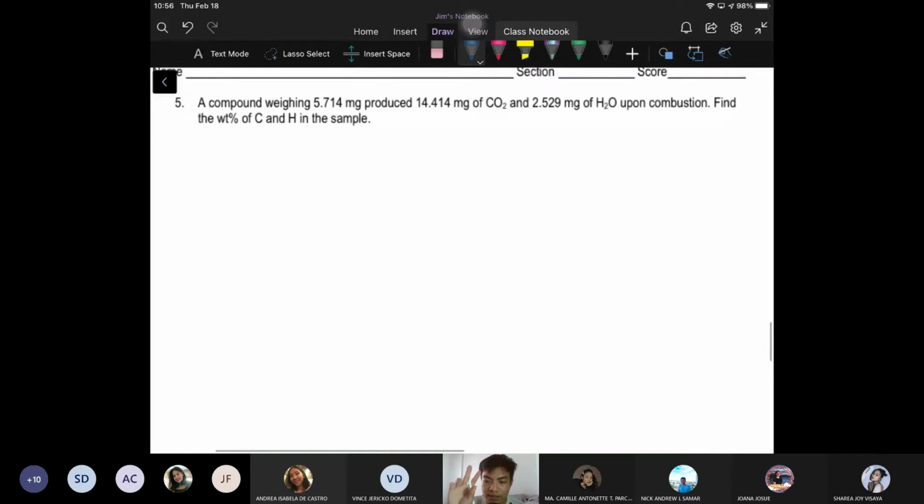Punta tayo sa second type ng problem. So this one is volatilization. Okay. So volatilization to. Bakit? Kasi you have your sample and that is combusted to produce carbon dioxide and water. So ganun yung usual process kapag volatilization method of gravimetry. So you have your sample, you have your compound, and that will be combusted to carbon dioxide and water. Okay.